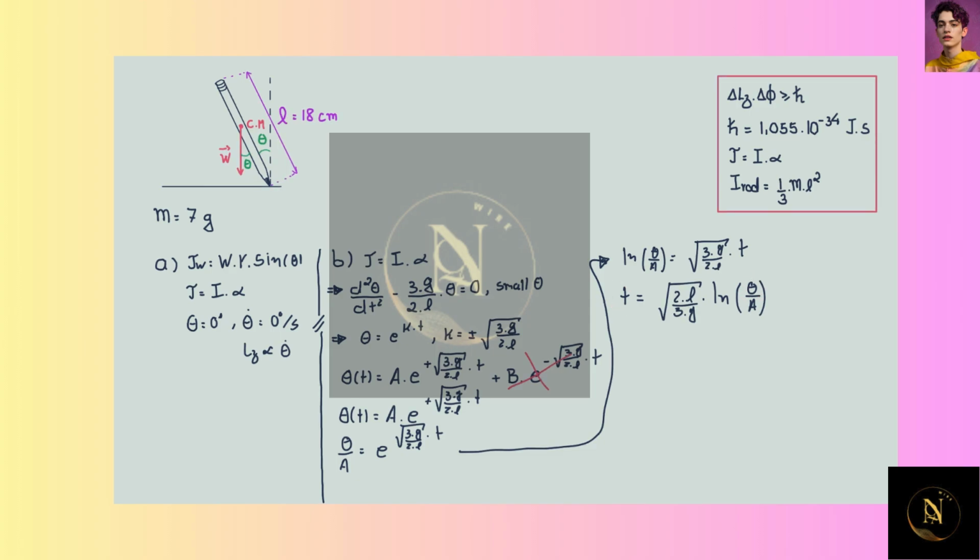Then how much time does it take for the pencil to fall? The answer is the following. That time, let me call it capital T, is given by t when theta is equal to pi over 2, that is when the pencil is lying flat on the table, when this angle is equal to pi over 2. In this situation, capital T, or the fall time, is given by the square root of 2 times L divided by 3 times g times the logarithm of pi divided by 2 times a.